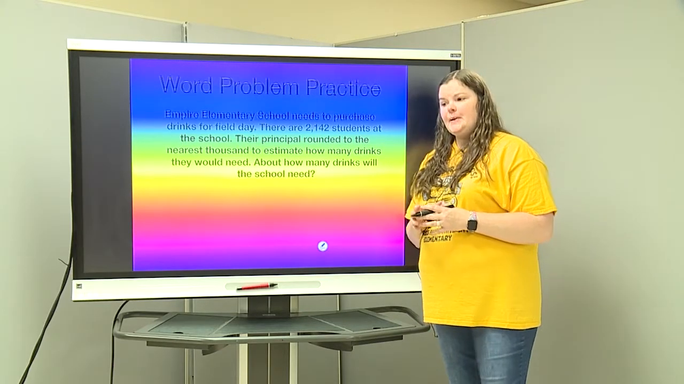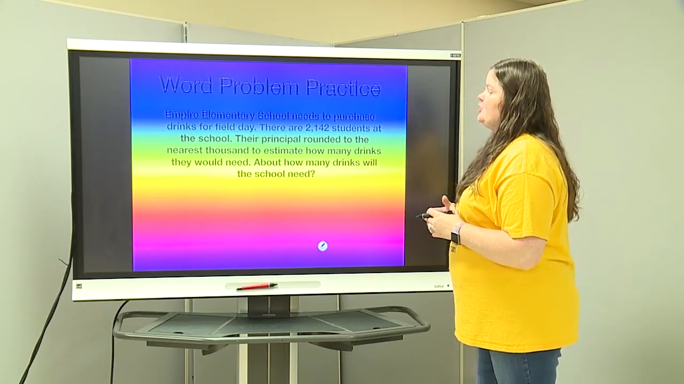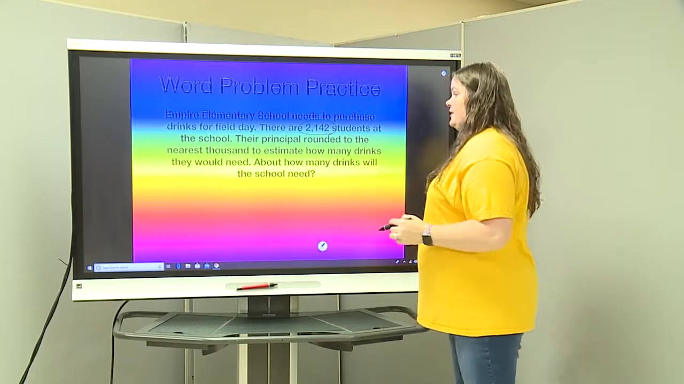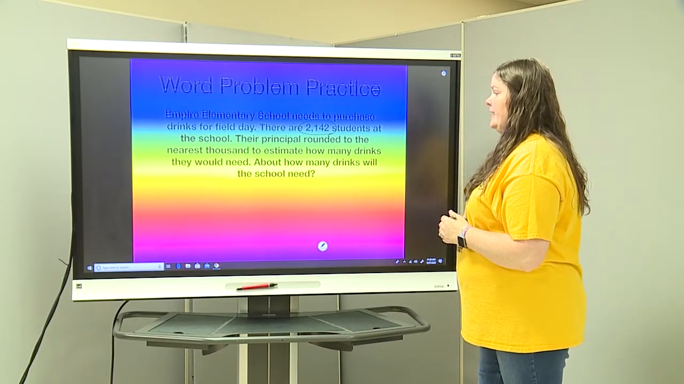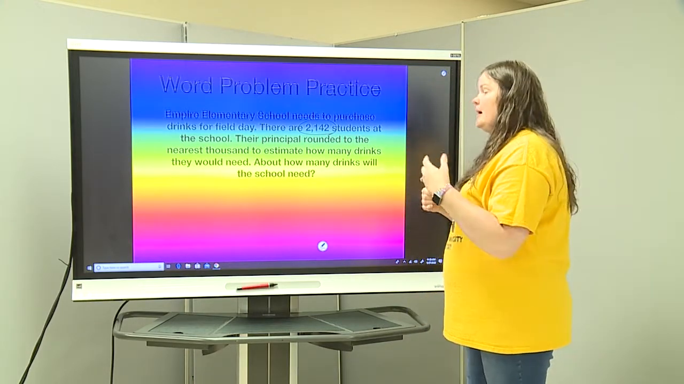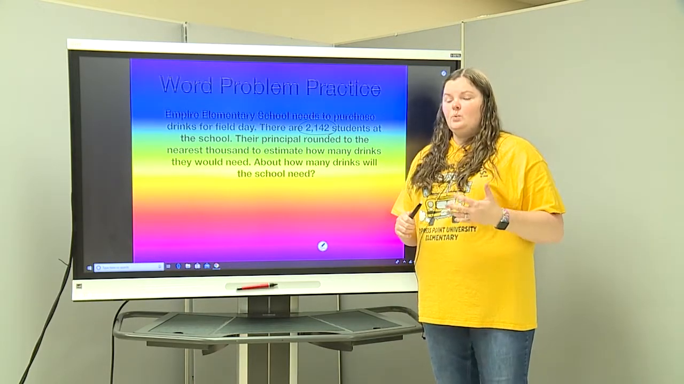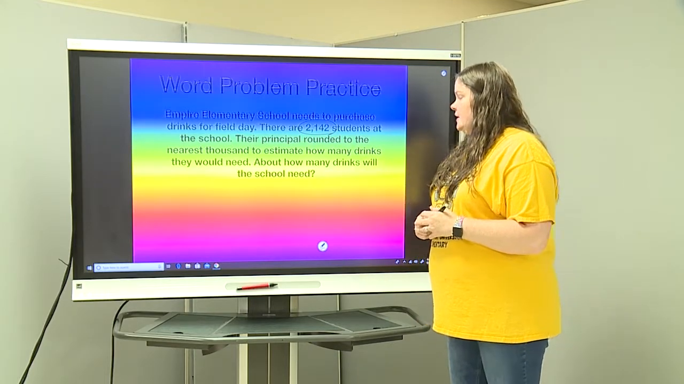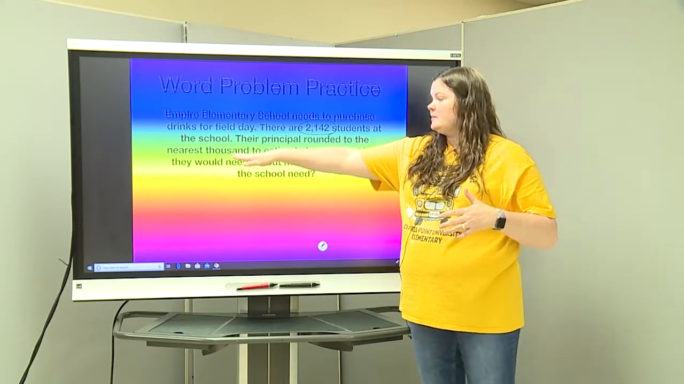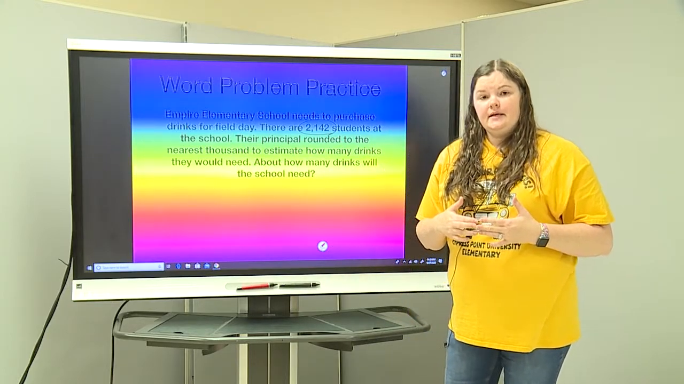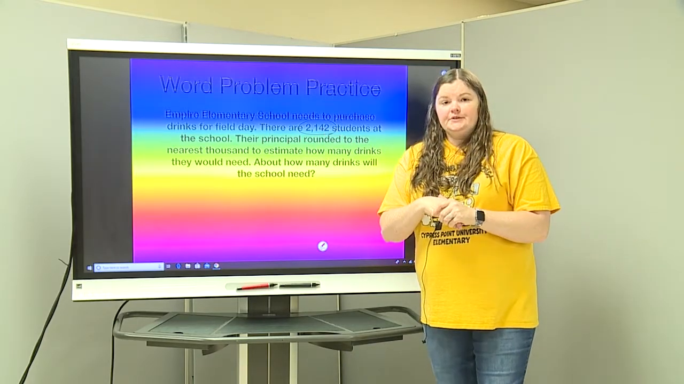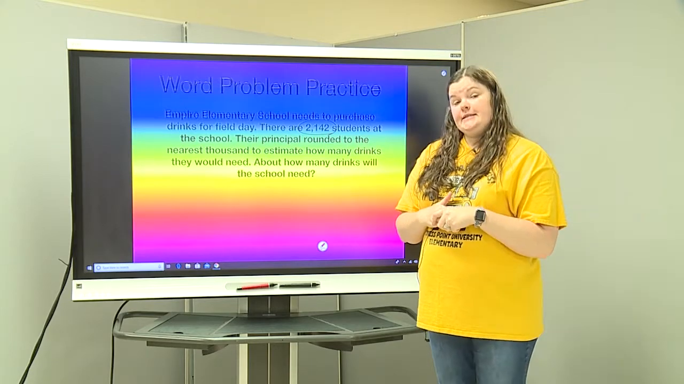All right, this one says Empire Elementary School needs to purchase drinks for field day. There are 2,142 students at the school. Their principal rounded to the nearest thousand to estimate how many drinks they would need. About how many drinks will the school need? So we're going to take this number, 2,142, and the principal rounded to the nearest thousand. So we're going to think about that vertical number line.